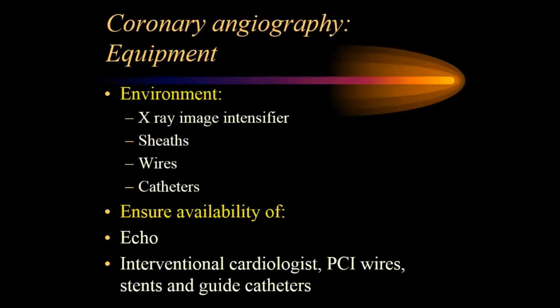Now, the equipment that we need to have in the cath lab, again, very quickly: you have an X-ray image intensifier or image acquisition device. This is the C-arm, we call it. You need sheaths, different sheaths, femoral, radial, wires, J-wires, angioplasty wires, and different shapes and forms of catheters, diagnostic and guide catheters. You need, of course, drugs, which we didn't include here, but there are plenty of medications to give.